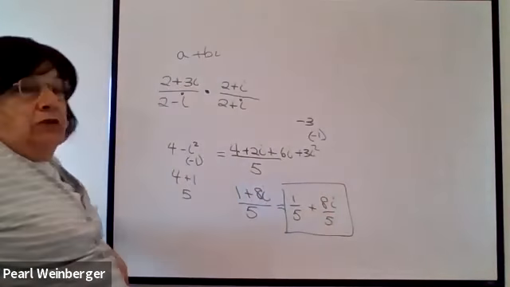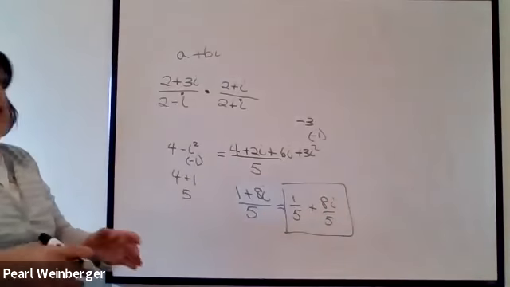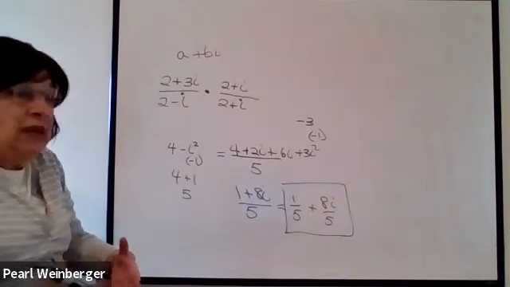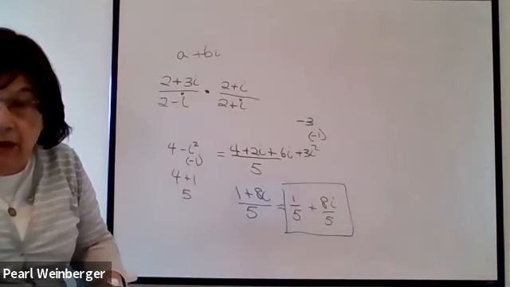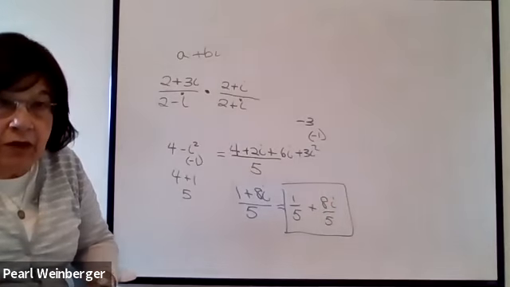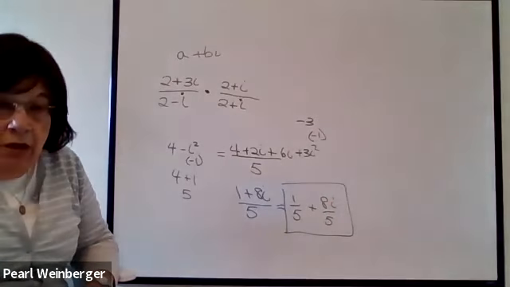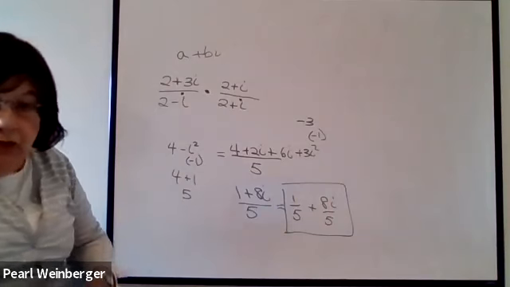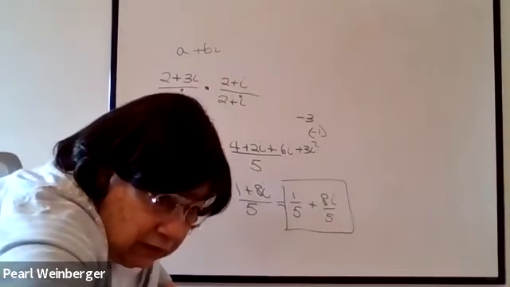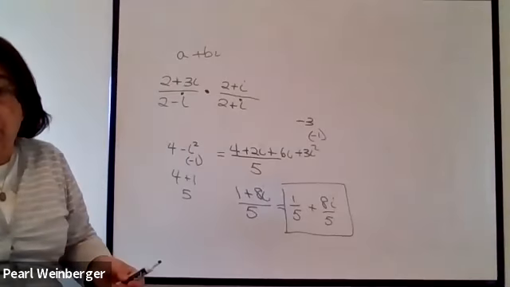That's the answer they want. Notice it is a complex number, but it doesn't have any i's in the denominator. It has an i in the answer, but it's not in the denominator. So that's how we deal with simplifying fractions that have i's in their denominators.